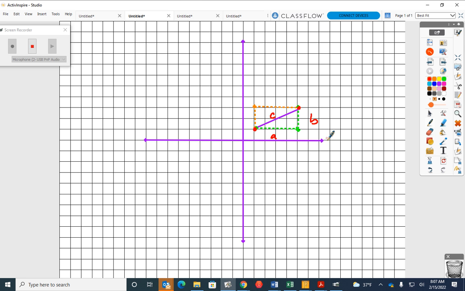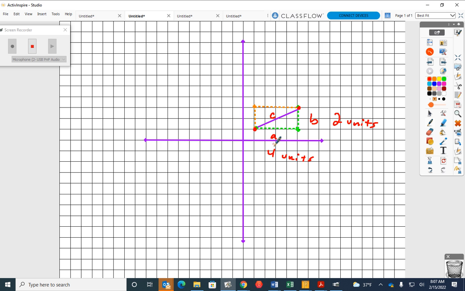Now I need to determine, how do I know what A and B are? Well, do we have specific units here? We just have units on a coordinate plane, right? So I can say, how many units is it from here to here? 2. How many units is it from here to here? 1, 2, 3, 4, right? So I'm trying to find this C. How many steps is this? 6 steps, okay?